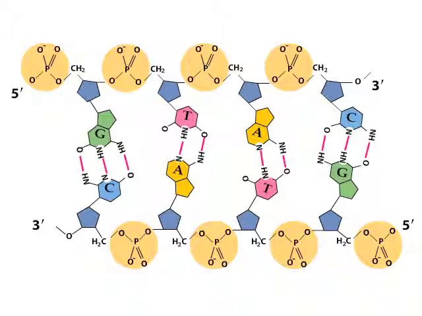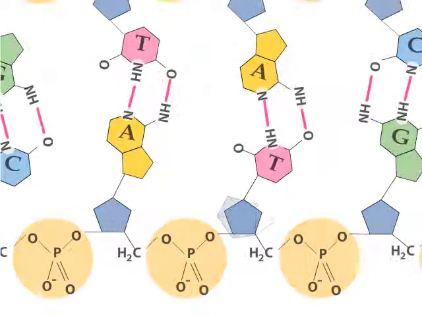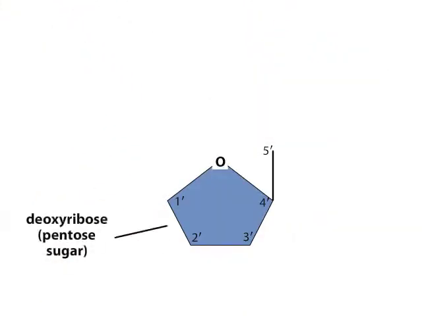The monomer of the nucleic acid, the nucleotide, is composed of three parts. The central component is a pentose sugar. A nitrogen-containing base is covalently linked to the 1' carbon on the sugar.